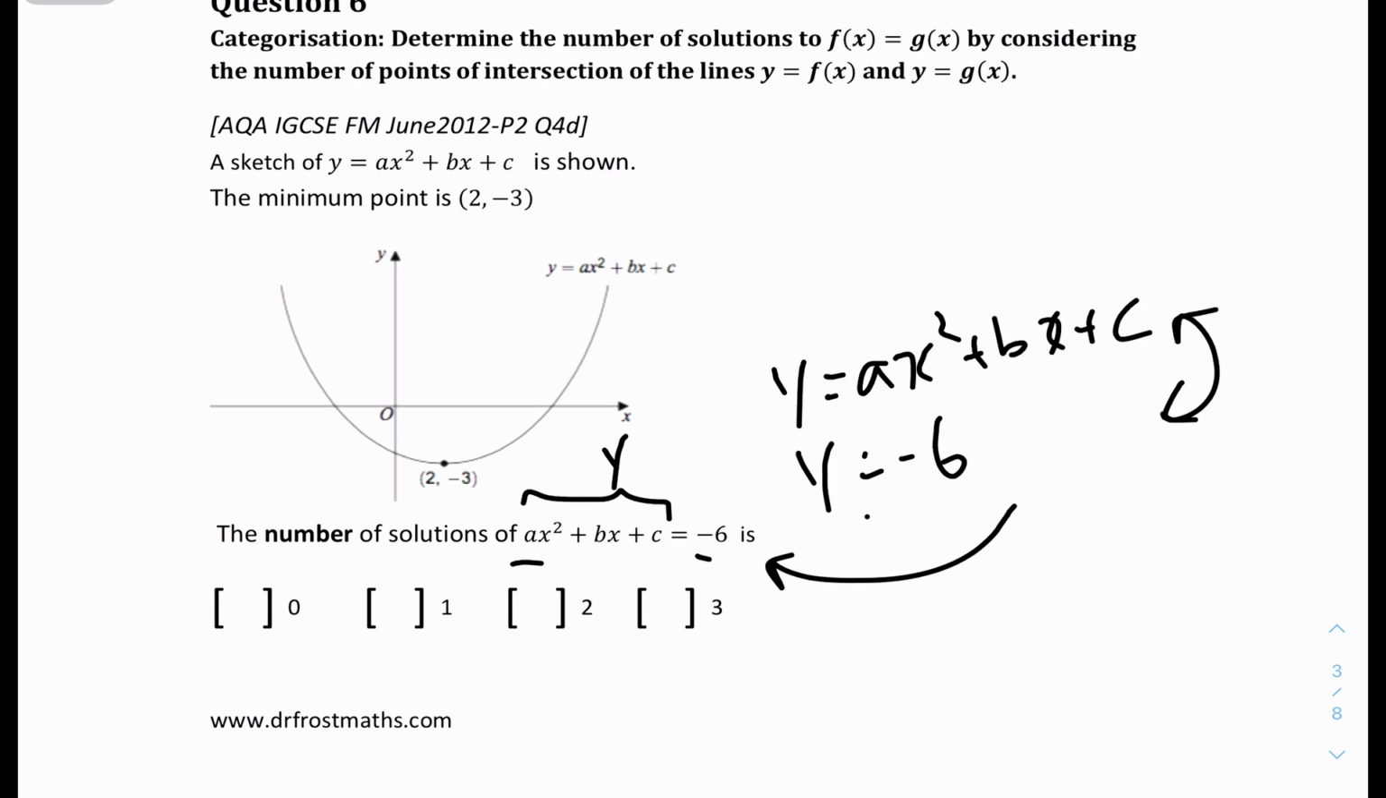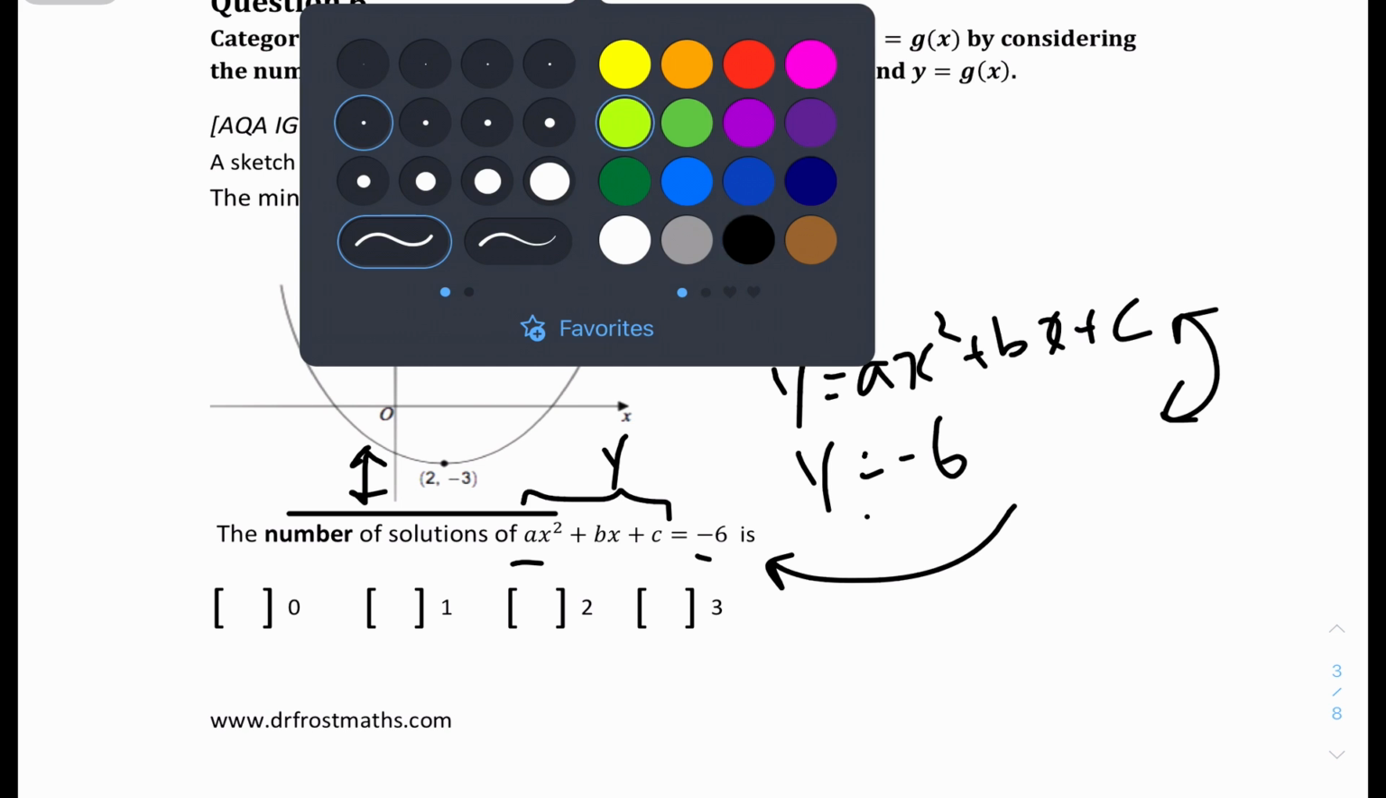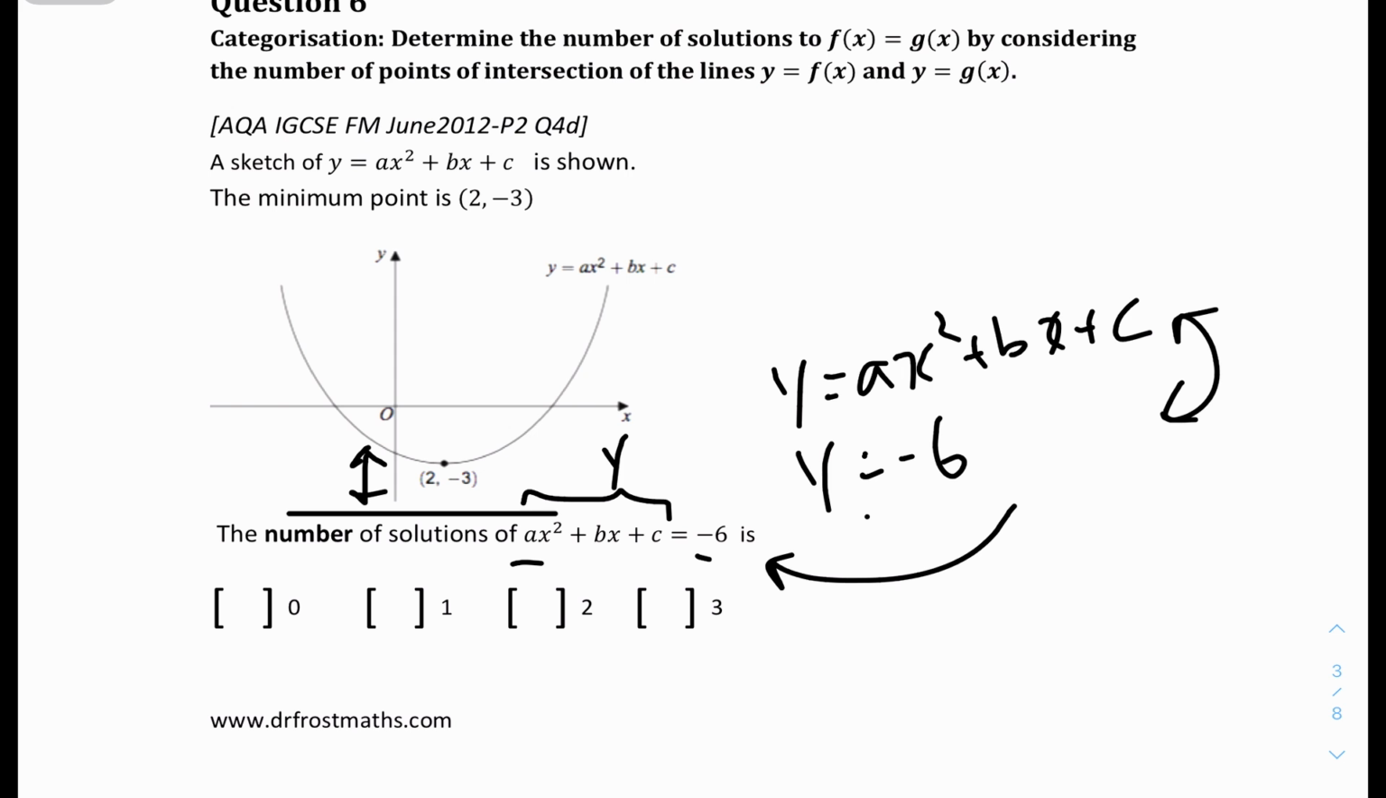So we know that the minimum point of this curve is 2, minus 3. So the curve doesn't touch any point beyond y equals minus 3. So that means that it won't ever touch the point on any y equals minus 6. Because y equals minus 6 could be let's say here, where the curve doesn't touch it, right? Therefore, there will be no solution, or 0 solutions, or 0 roots, so it will be 0.